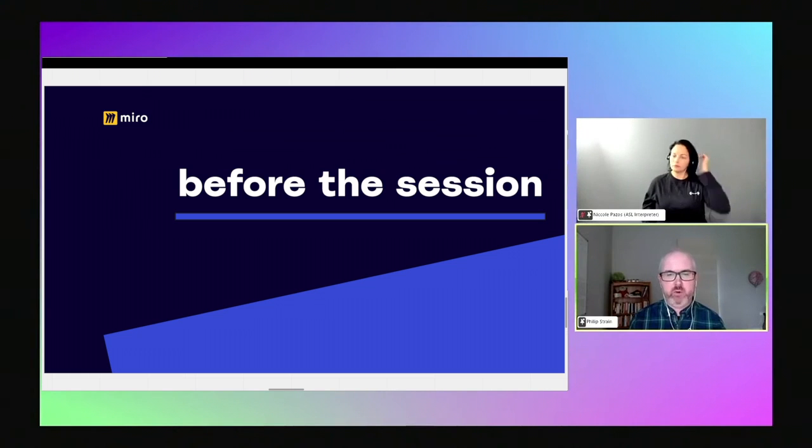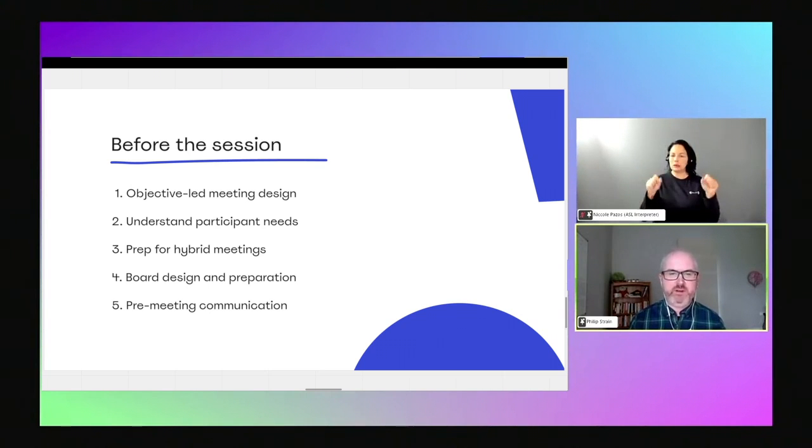So what can you do before the meeting? So, objective-led meeting design. Ensure you have very clear aims and objectives for your meeting. Understand your participant needs. Hybrid meetings are really important to ensure that you consistently incorporate contributions from both those inside and outside the physical room. There are various recommendations that we provided around how you can prepare and design a board for collaboration. So consider things like color contrast. Stefano mentioned a way that you can structure a board to ensure frames that will make it easier to navigate around the board. So there's lots that you can do to create an accessible experience through the board itself.